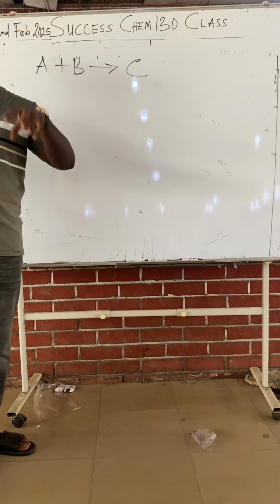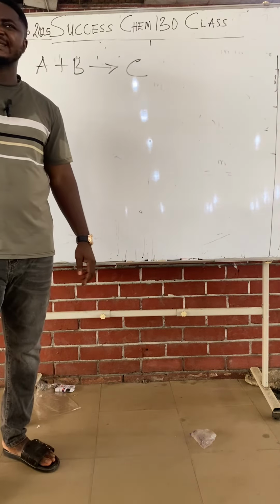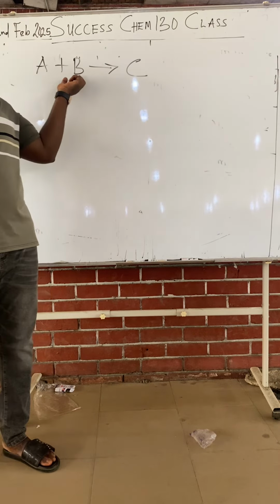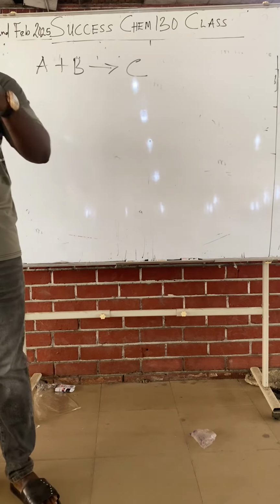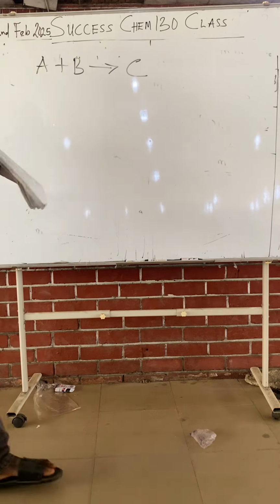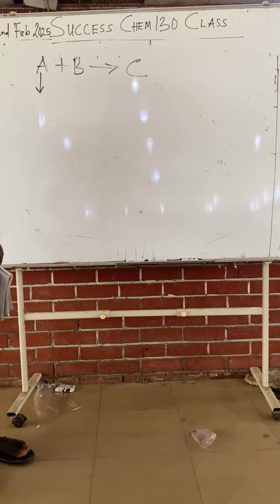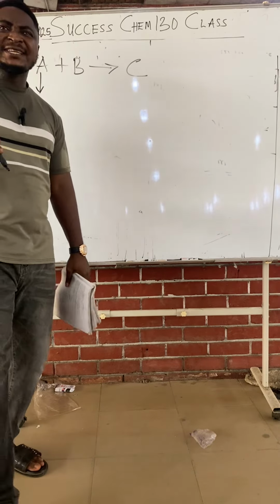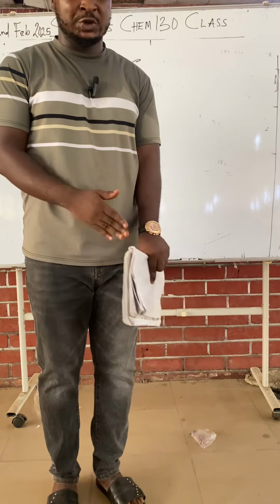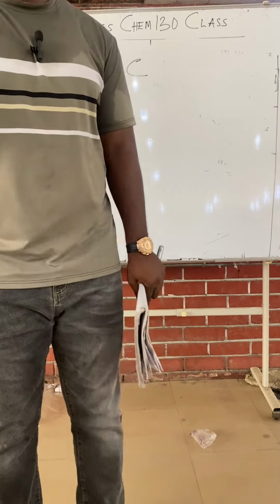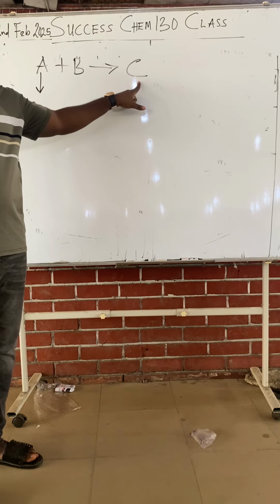Class, A plus B will keep reacting until one of the reactants is consumed. The reaction does not stop until one of the reactants is no longer available. As long as these 2 are still available, the reaction continues. But as soon as one of the reactants is finished, then the reaction stops. Now, class, the reactant that finishes first determines how far the reaction goes. Because the time it finishes is the time the reaction will stop. And once the reaction stops, the product is no longer formed. As soon as the reaction stops, this product C is no longer formed.